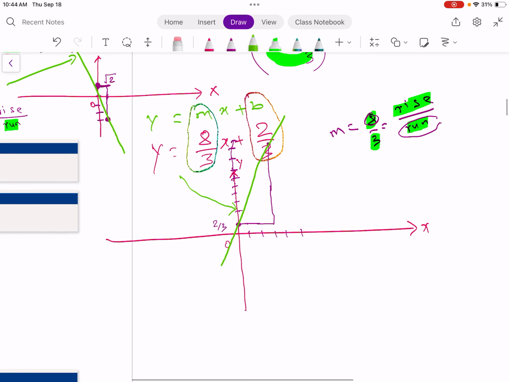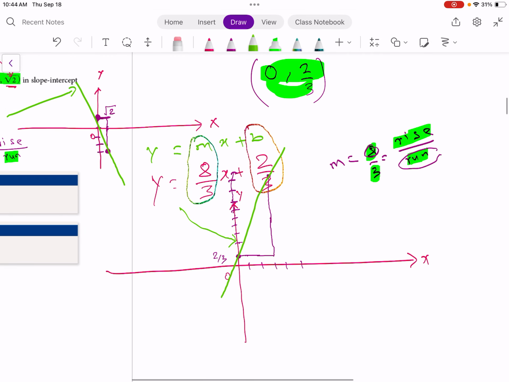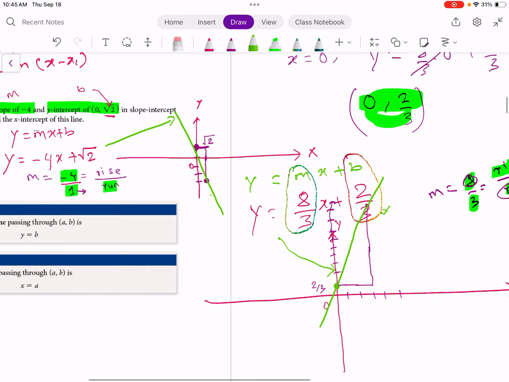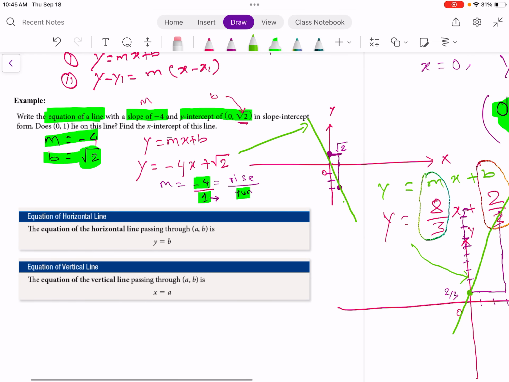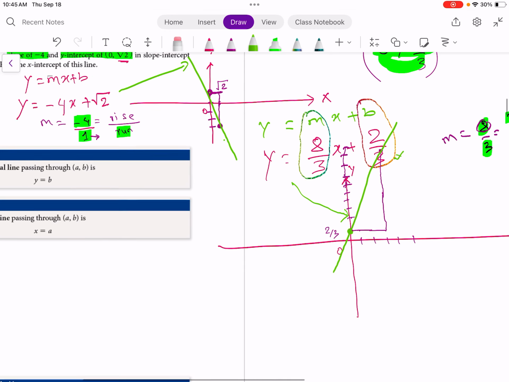Any questions? So this point? Yeah. So this is the y-intercept, 2/3. You always start from the y-intercept. Okay, so this is the 2/3. What was the y-intercept for the first one? You mean this one? Yeah. So we had our y-intercept as square root of 2. Where is it on the graph? Here, this point. Okay, so let's practice one more.